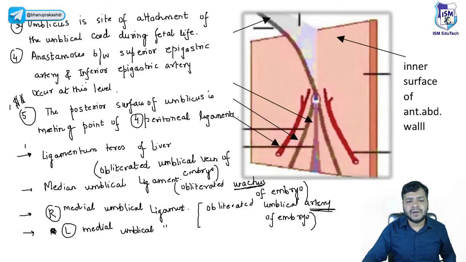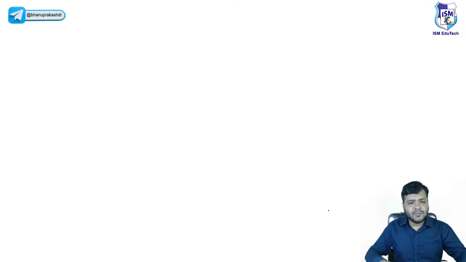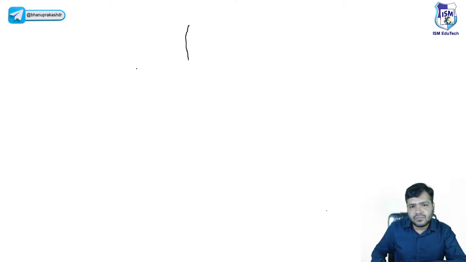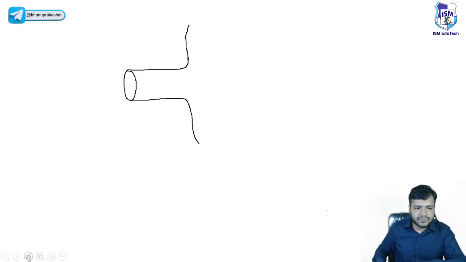Aur isko clear karne ke liye beta abhi ek picture bana lete hain, ye diagram se clear ho jayega. To ye wahi picture banaunga jo maine pehle bhi banayi hai, jo pichle classes mein bhi banayi hui hai beta. You already know ki ye ho gaya hamara umbilical cord. Theek hai, ye ho gaya hamara umbilical cord aur isi umbilical cord ke andar maine bataya tha yolk sac.